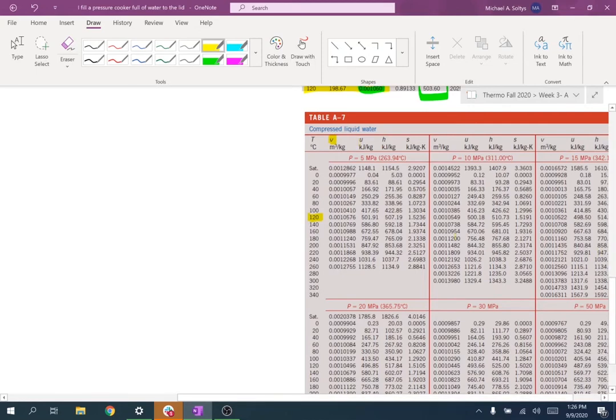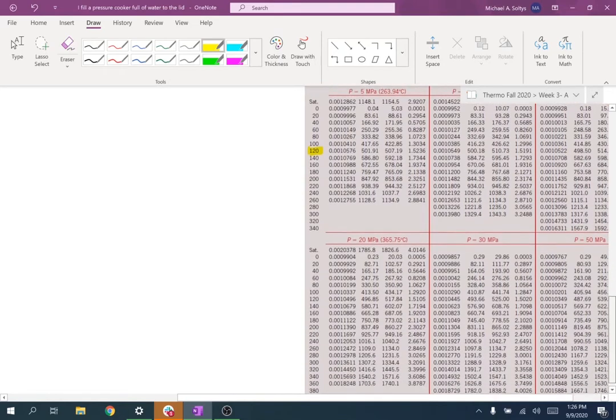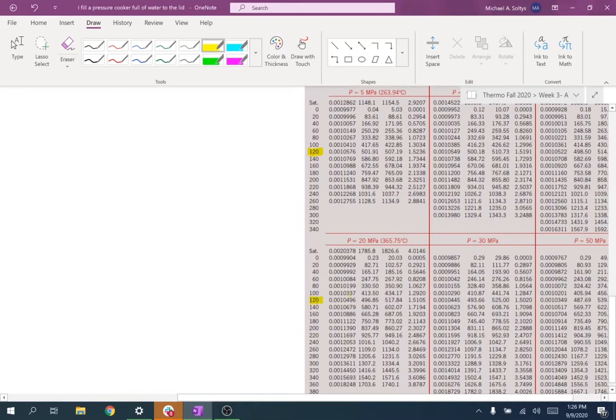0.001403. If I look at this table, I'm at 0.0015. I'm getting smaller as I move. As I increase in pressure, I'm getting smaller. So coming down here, it's getting closer, even closer here, and then we've passed it here. So my pressure is somewhere between 30 megapascals and 50 megapascals, and I could figure out what it is.